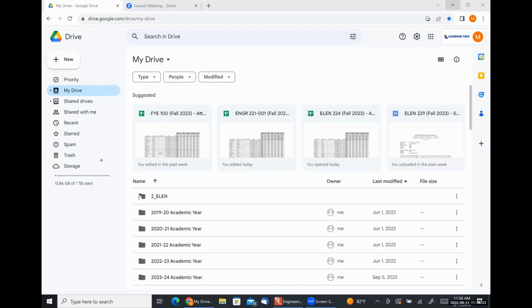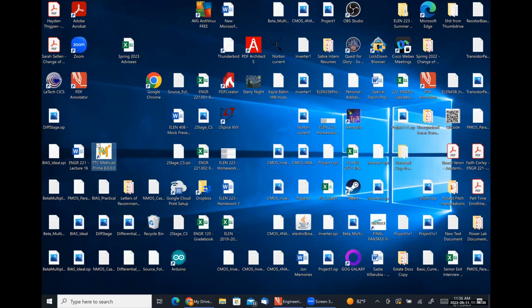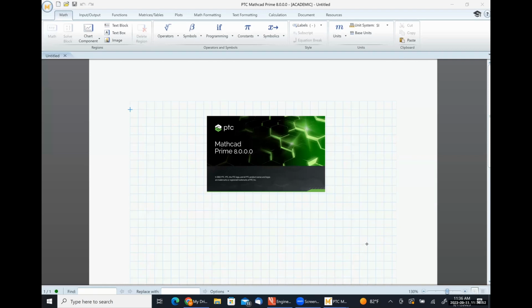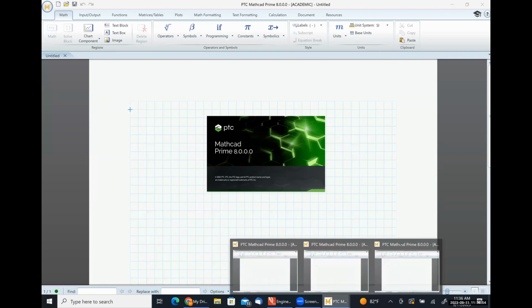Open program. Hopefully this doesn't open up 5 instances of MathCAD, but perhaps it will. Here it is. All right, so due to my impatience, it's opening multiple instances. Oh, good God, looks like 4 of them.